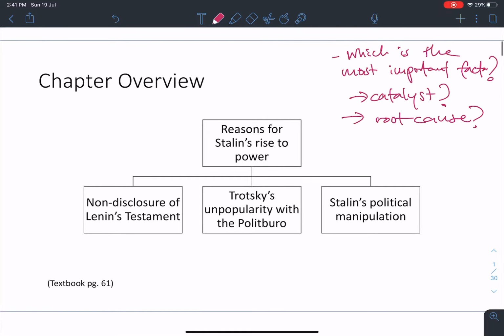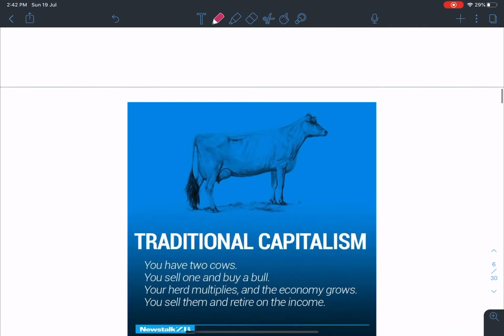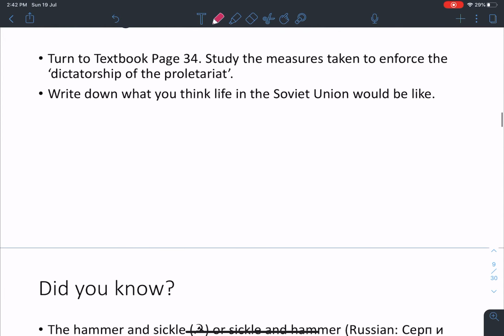And so there are three: the non-disclosure of Lenin's Testament, Trotsky's unpopularity, as well as what Stalin himself did. So today we're just going to work through the non-disclosure of Lenin's Testament. Before that, there will be a bit of context, then we'll look at the factor itself, all right? We have gone through all this in class, so please move along with me to the first point.